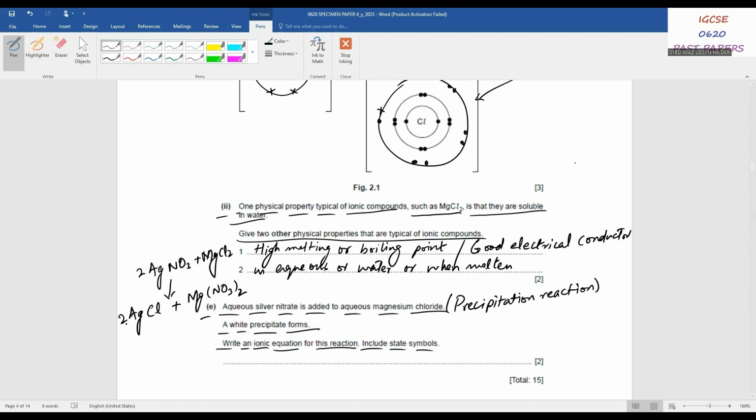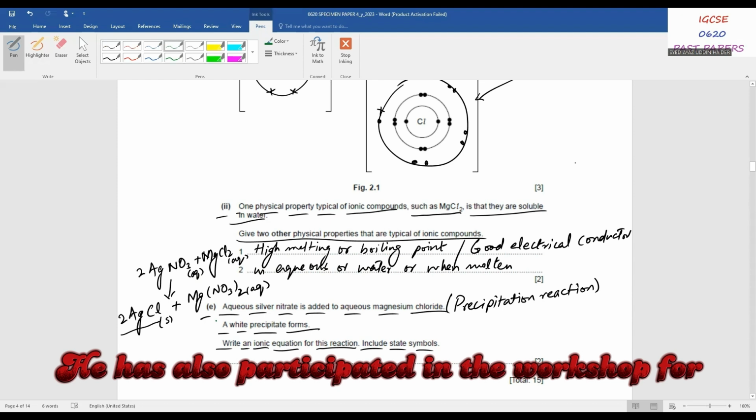If you look at the equation, both AgNO3 and MgCl2 exist in the aqueous state. The only white precipitate is AgCl, which means it's in the solid state. Mg(NO3)2 is also in the aqueous state. So in the ionic equation, common ions will be cancelled. NO3 is common on both sides, Mg is also common. So we will be left with these ions in the end.